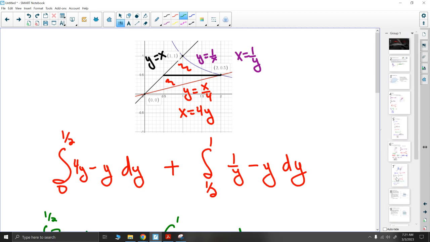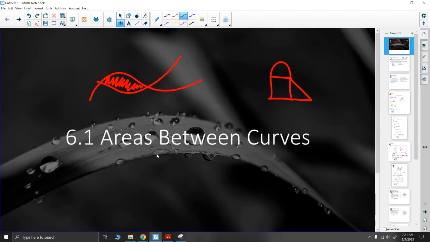So that is our area. The goal of this is to find areas, but in the next section, we're going to talk about volumes, which follows similar concepts.